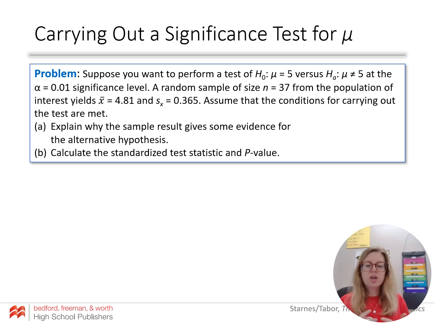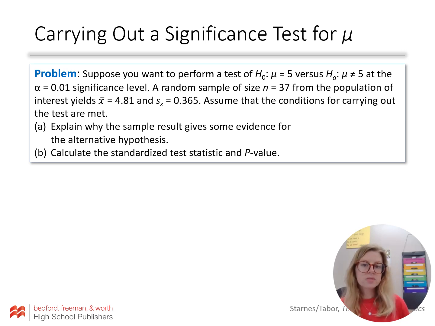All right, let's go ahead and jump right into it because we already know how to do significance tests. So let's just put these pieces together in an example. Suppose you want to perform a test of H sub 0 being mu equals 5 versus your alternative hypothesis, which is mu is not equal to 5, at the alpha equals 0.01 significance level.